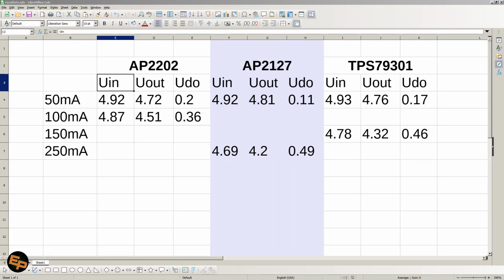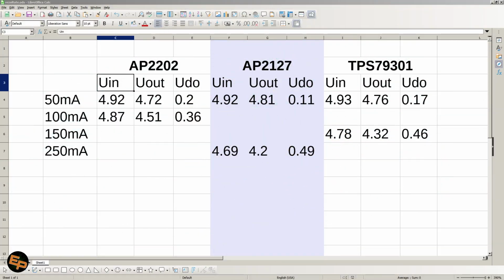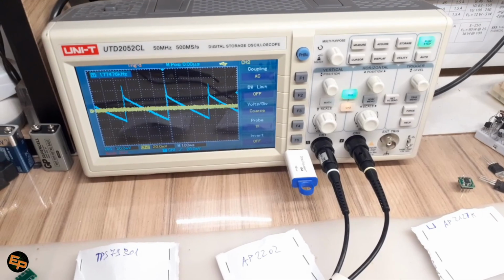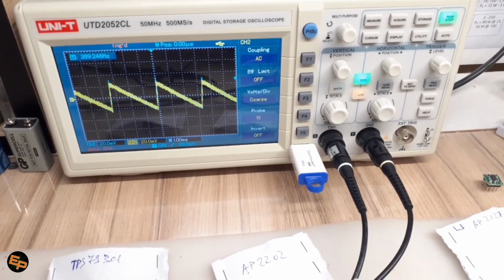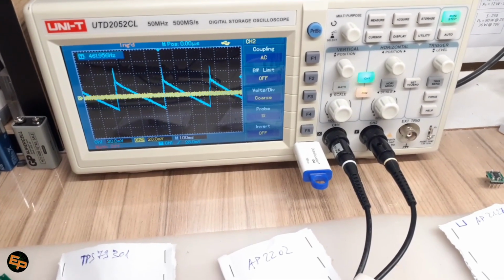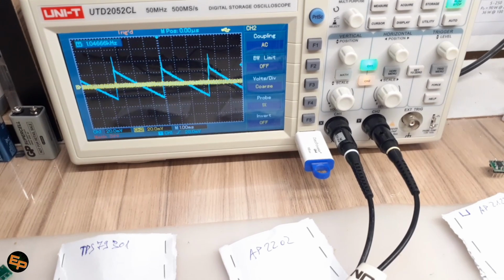So let me show you step by step each test performed. I have tested all of them with a 50 milliamp output current.